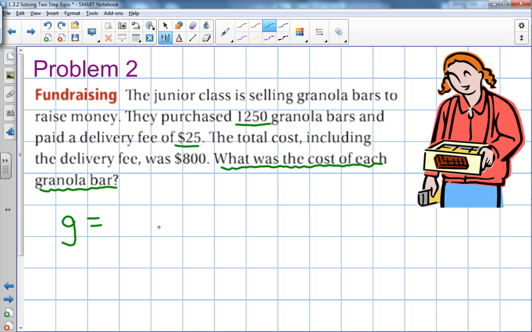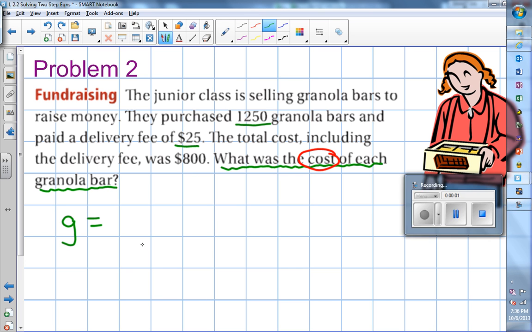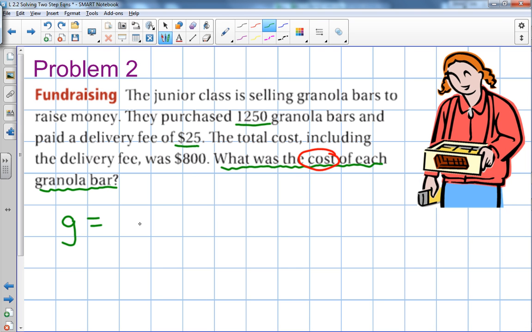Now, are we talking about the number of granola bars, the size of the granola bars, the cost of the granola bars? Because that's important. So we look back at the question and it says, what is the cost? So G is not going to represent how many granola bars, but it's going to represent the cost of each granola bar. So first thing in a story problem like this you do is you write down what the variable is and what it represents.